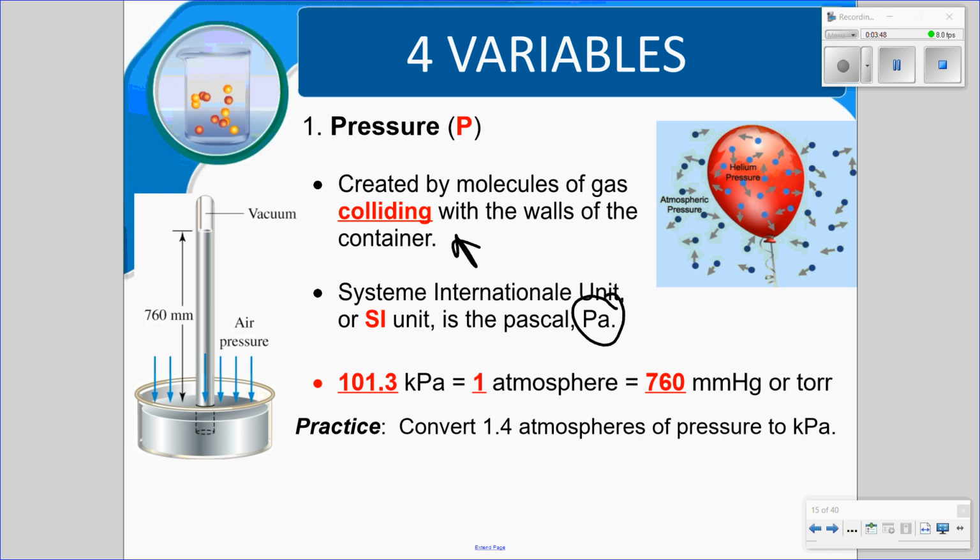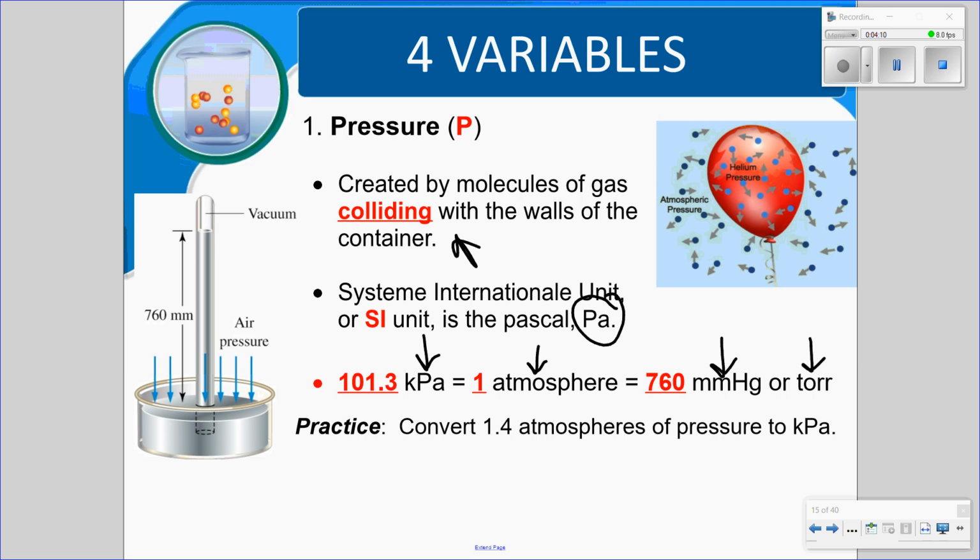This is just an example. We've got kilopascals here. We've got atmospheres, millimeters of mercury, which would be, say, what a barometer would measure for pressure, and torr. So this is the equivalent. 101.3 kilopascals is equivalent to 1 atmosphere, which is equivalent to 760 millimeters of mercury, or 760 torr.